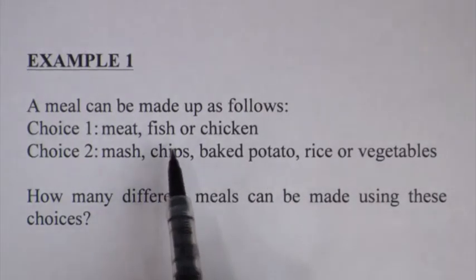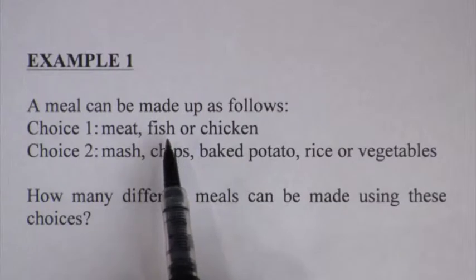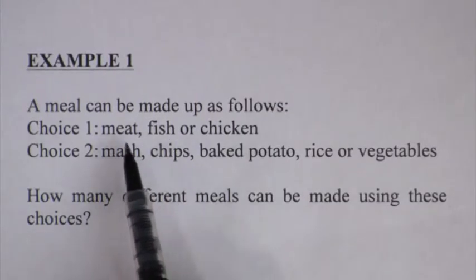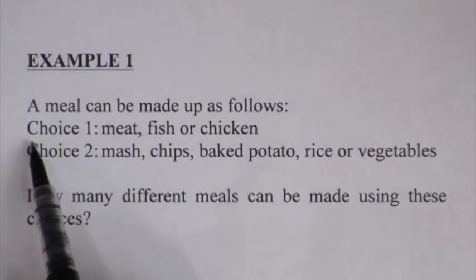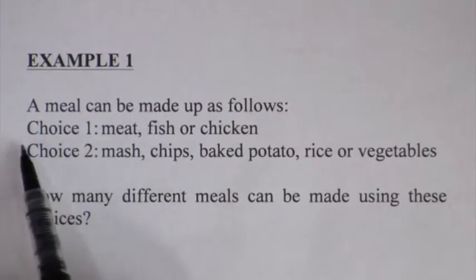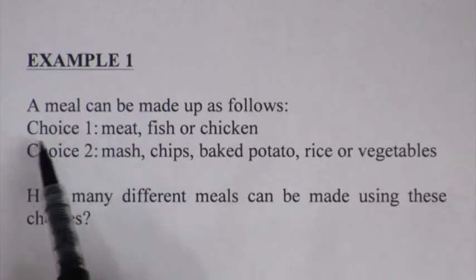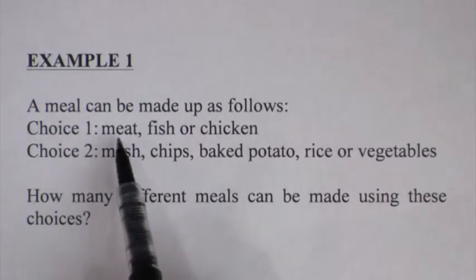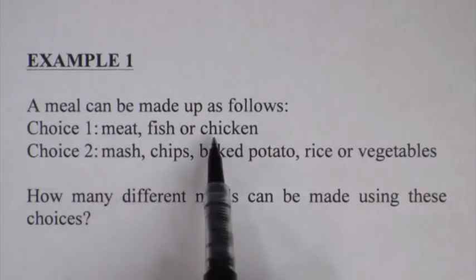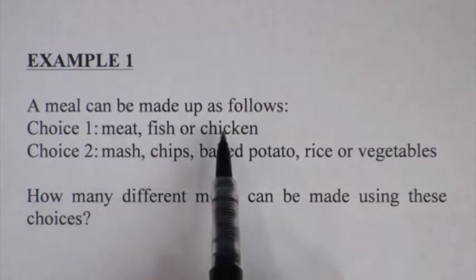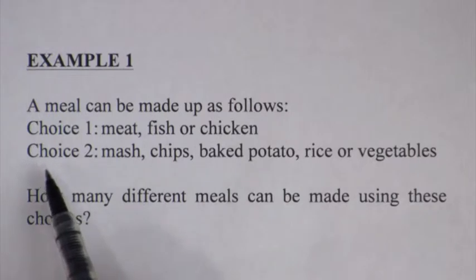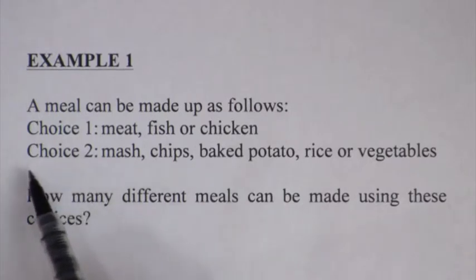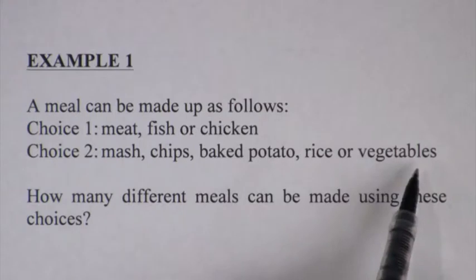Now, if I can take you back to the definition or rule that we just spoke about. We said, in this case, we call it choice one. There we called it operation, or I also refer to it as a task. So my first task is to select one of these meat products, meat, fish, or chicken. Choice number two, or my task two, is to select one of these.